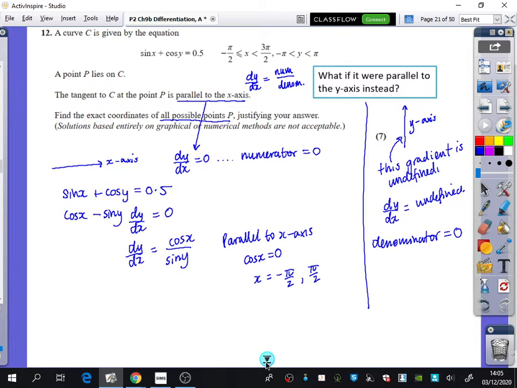So we're now going to do, if I want to find out what the y coordinates are, I've got what the x coordinates are. I need to find the y coordinates. How do I find the y coordinates?